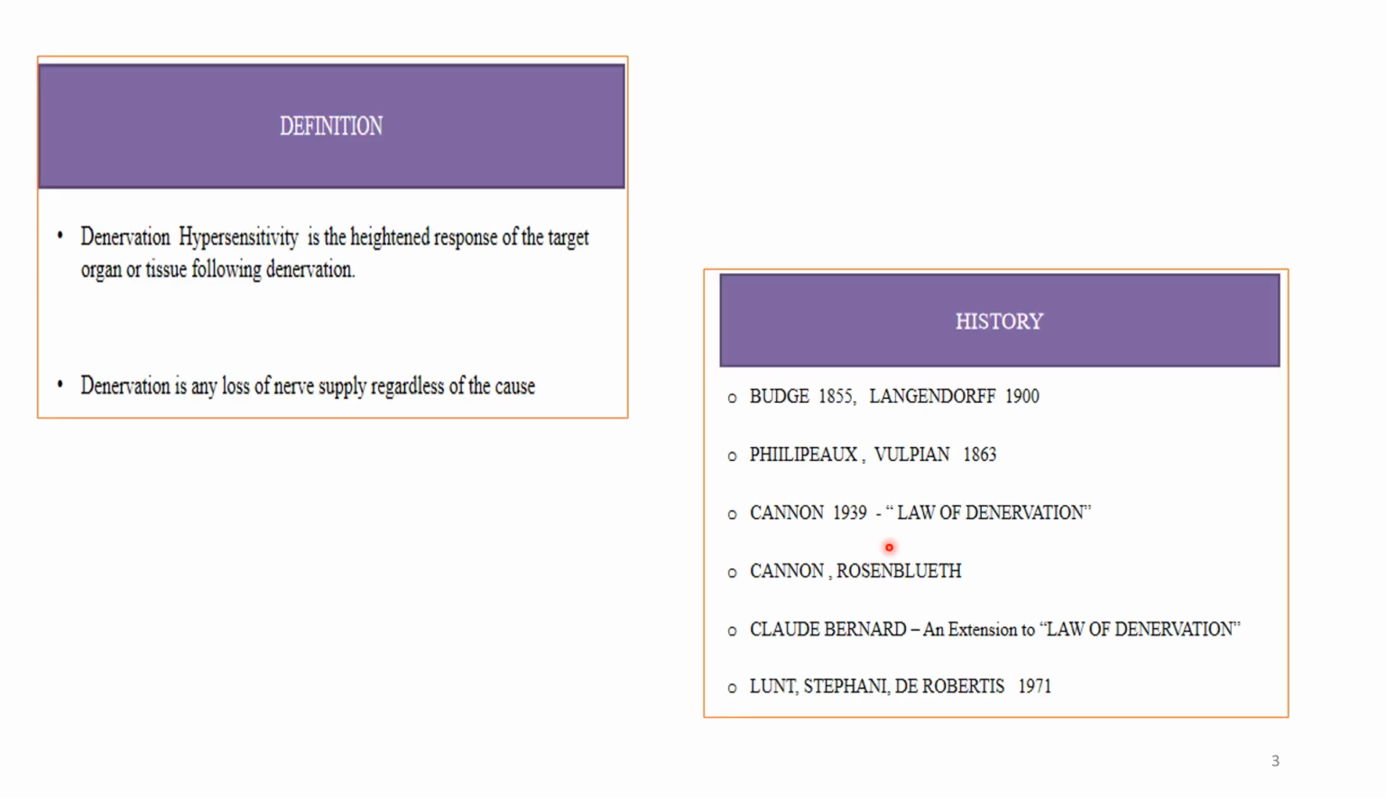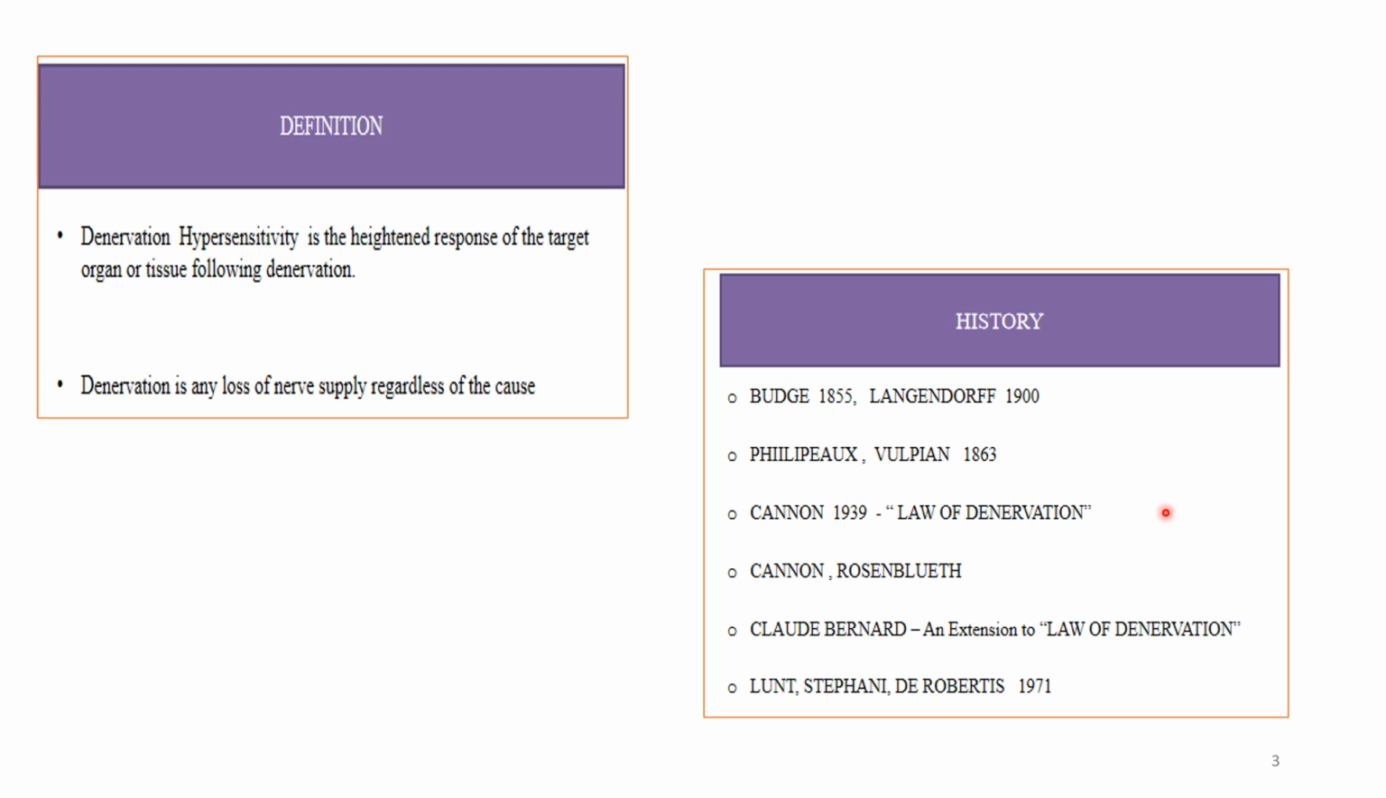In 1939, he proposed the law of denervation. So what does it say? When in a series of efferent neurons, a unit is destroyed, an increased irritability to chemical agents develops in the isolated structure or structures, the effect being maximal in the part directly denervated. So Cannon formulated the law of denervation in 1939.